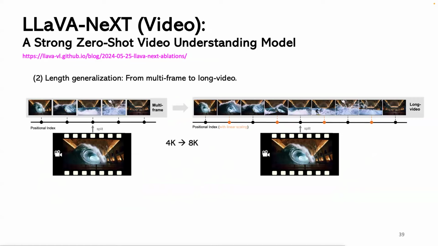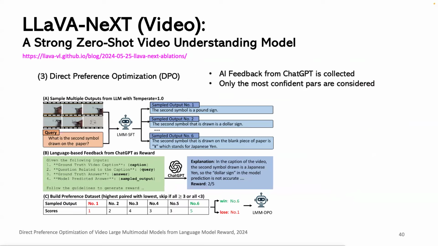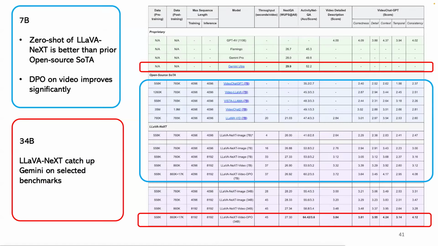But remember that in the training part, we can only see a small number of images, right? At inference time, how can we digest long videos? We use a technique called length generalization, where you can play with the position embeddings so that you can digest longer videos. And we also build a technique, DPO on the video tasks, and put these three together. I'll show you some of the performance on video tasks.